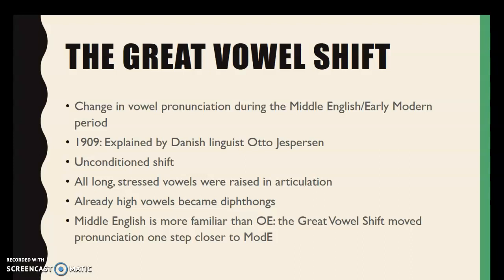It was an unconditioned shift, meaning it applied to all long vowels equally. All long stressed vowels were raised in articulation, or basically started emulating other vowel sounds. Vowels that were already high on the pronunciation scale became diphthongs. In other words, the vowel started to sound like a combination of two vowels in a single syllable. Examples of modern diphthongs are coin, loud, and side.